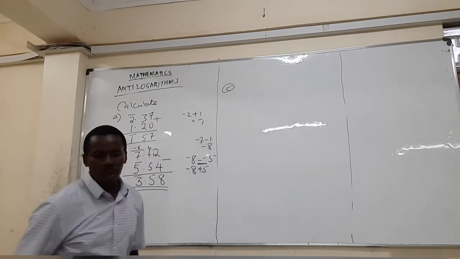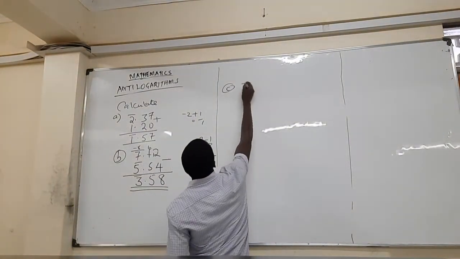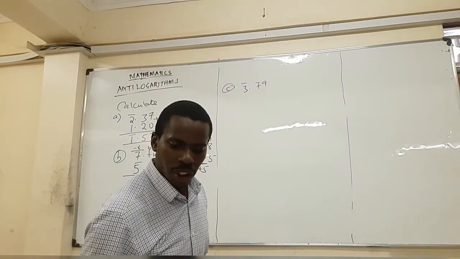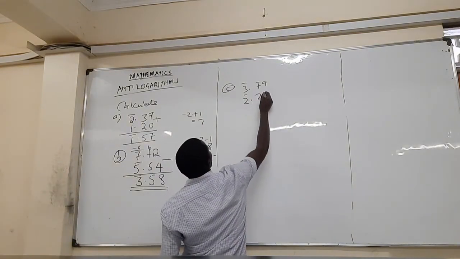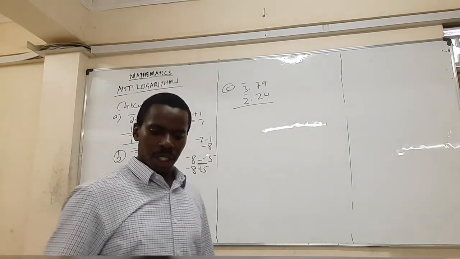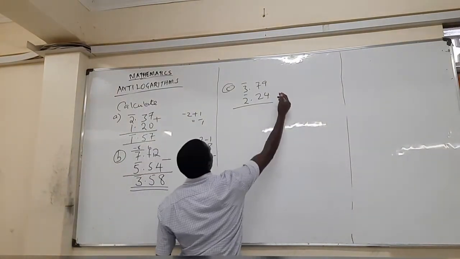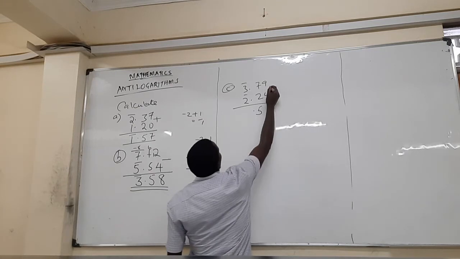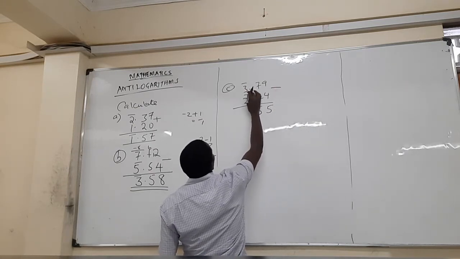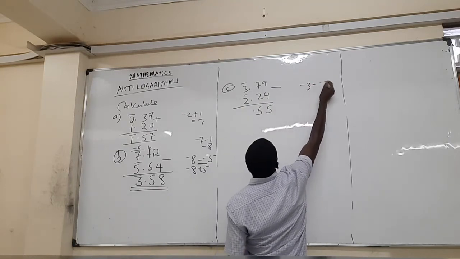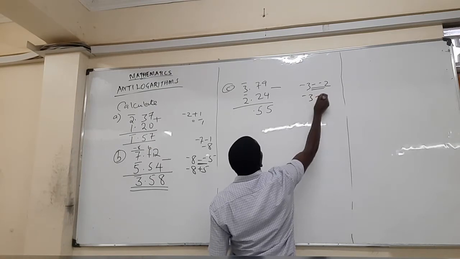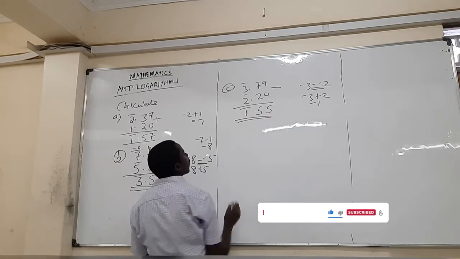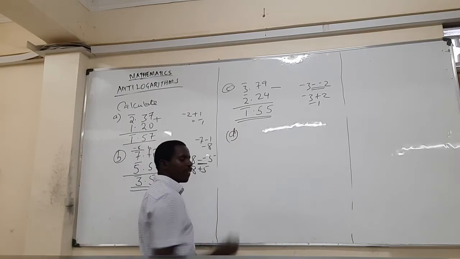Part C, bar 3.79, then we subtract bar 2.24. So we are subtracting this, and of course we just do the normal subtraction. 9 minus 4 get 5, 7 minus 2 get also 5. Then we have minus 3, minus 2. So minus 3 minus minus 2, minus times minus is plus, so minus 3 plus 2, you get minus 1. So here we write bar 1.55.